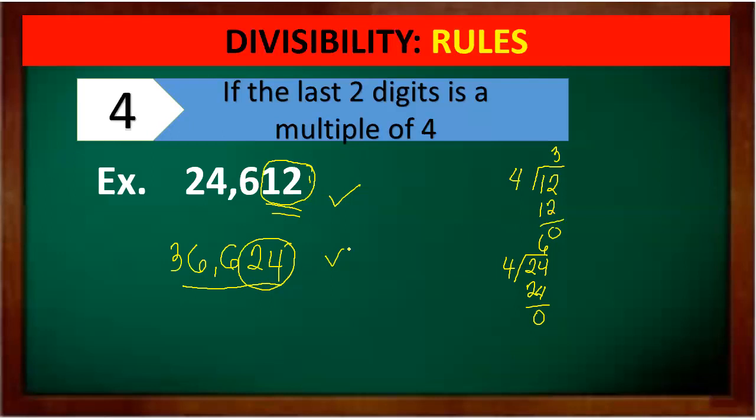Paano natin malalaman kung divisible ba ang number by 4? Tingnan nyo ang last 2 digits. Kung ang last 2 digits is a multiple of 4, then therefore, that number is divisible by 4. Madali lang, di ba? Madali lang. Hindi mo na kailangan i-divide si 36,624 by 4 or i-divide si 24,612 by 4. Titignan mo na lang yung last 2 digit niya. So, kung yung last 2 digit is a multiple of 4, okay? Or if you can divide it by 4 without any remainder, then therefore, that number is divisible by 4. Okay? So, let's go with the next number.